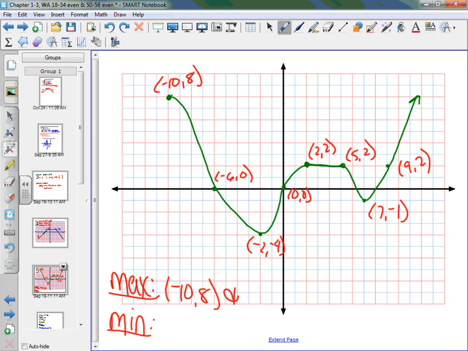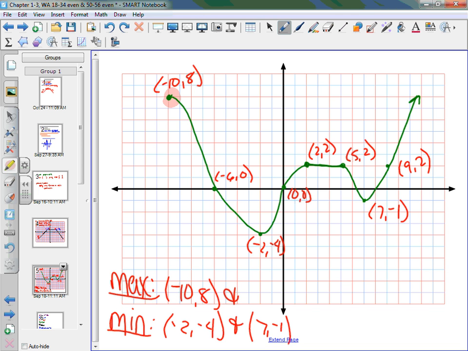My minimum is going to be negative 2, negative 4. And do I have another minimum? 7, negative 1. So if I'm going across here from left to right, do I need this point up here? Do I need this point negative 10, 8? Do I need negative 6, 0? No, it's just on the graph, right, as a reference.